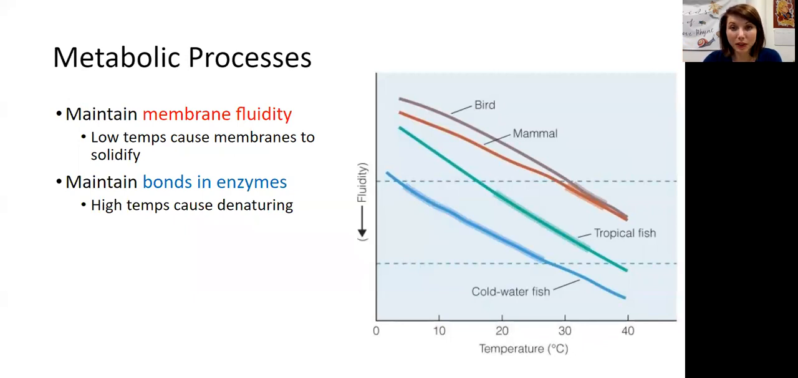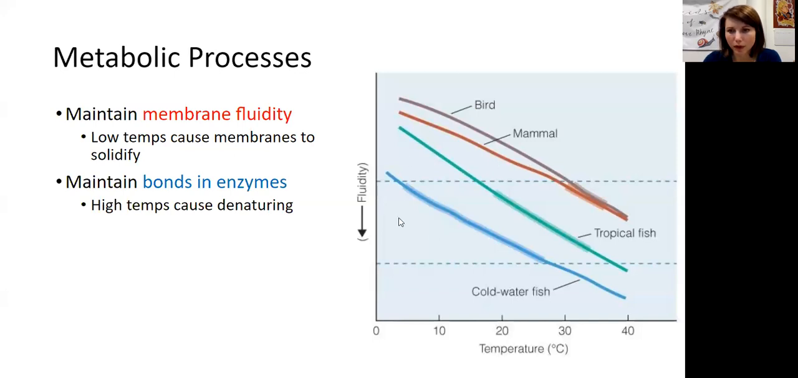When we have big shifts in temperature, particularly towards the high end, we denature enzymes. And of course, enzymes also play a tremendous role in our physiology. So this graph is looking at membrane fluidity and temperature. And you can see that our birds and our mammals aren't going to do particularly well when we start to get really cold here. Fluidity is going to decline.